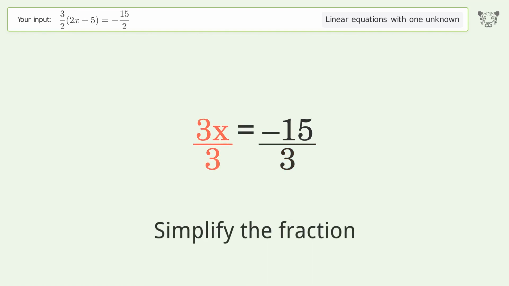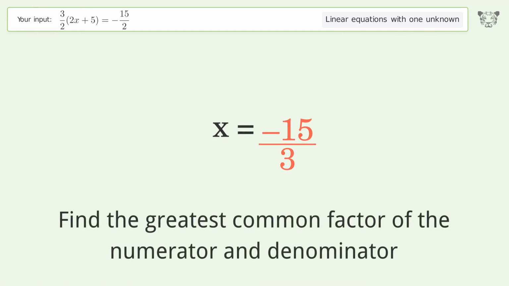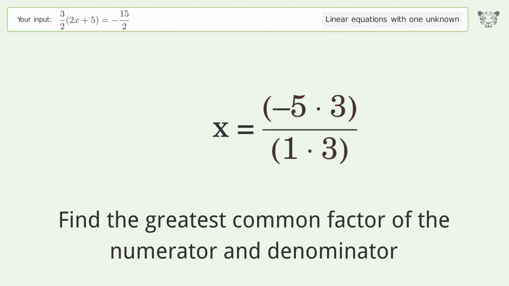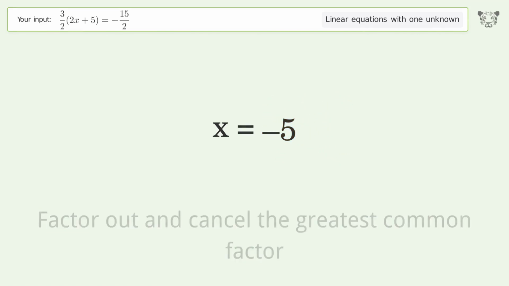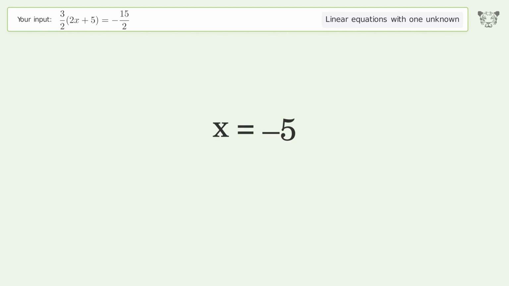Simplify the fraction. Find the greatest common factor of the numerator and denominator. Factor out and cancel the greatest common factor. And so the final result is x equals -5.